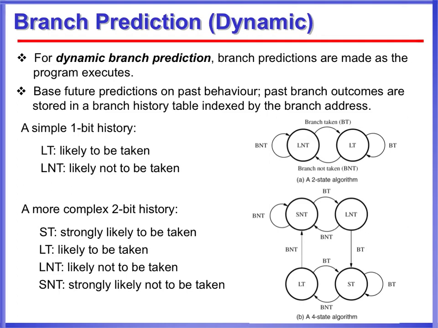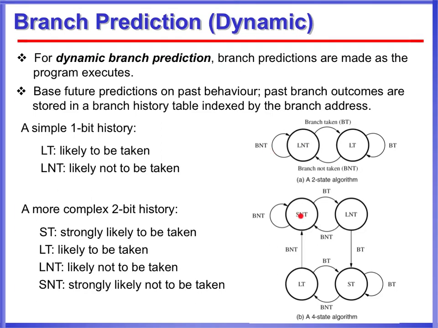So now we've got a four-state machine. We've got two states where we're going to predict, yes, take the branch: likely taken or strongly taken. If we're in either one of these, we're going to predict take the branch. These two, we're going to predict don't take the branch: likely not taken, strongly not taken. In both of these, we predict don't branch. Again, if I'm in any one of these states, if I'm in this state, strongly not taken, I'm going to predict don't branch.